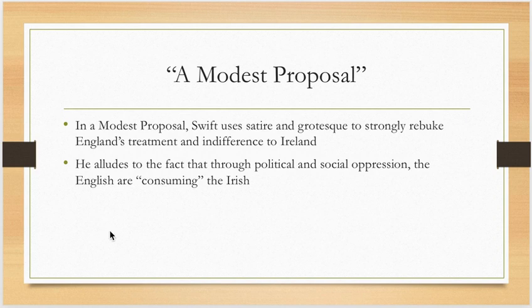A Modest Proposal. In A Modest Proposal, Swift uses satire and the grotesque to strongly rebuke England's treatment and indifference to Ireland. He alludes to the fact that through political and social oppression, the English are consuming the Irish.